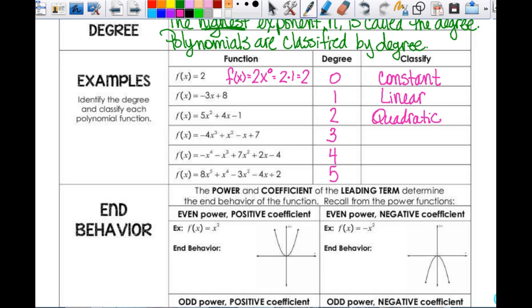A third degree polynomial is called a cubic. We talked about fourth degree and fifth degree yesterday, so think about that or look at your notes. Fourth degree was quartic. And then fifth degree was quintic. And then you could have hexic and heptic and octic and so forth and so on. Okay, so those are some examples of our degrees.